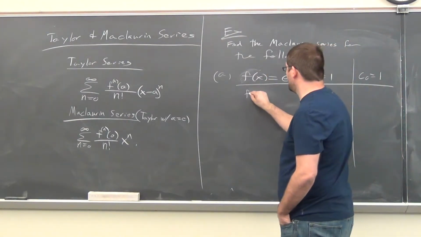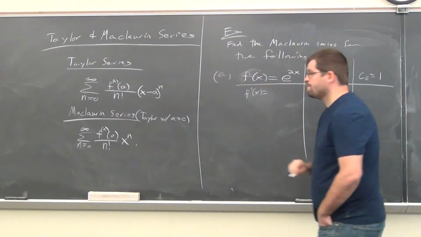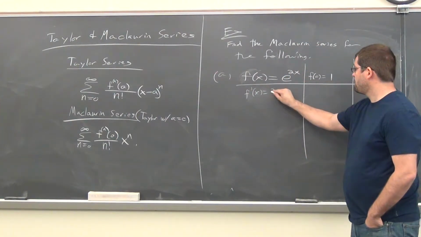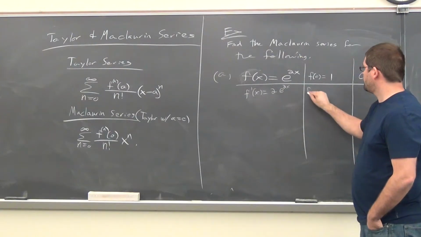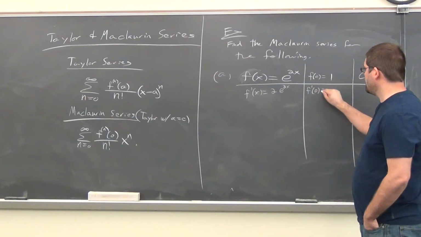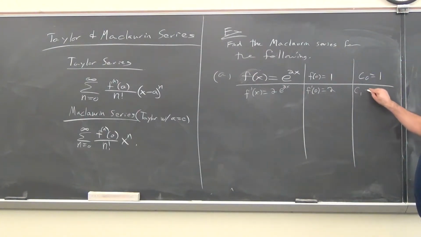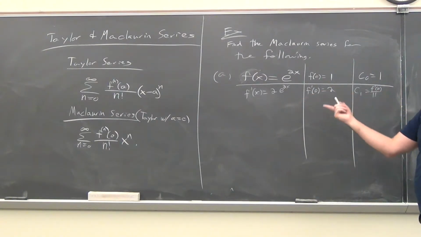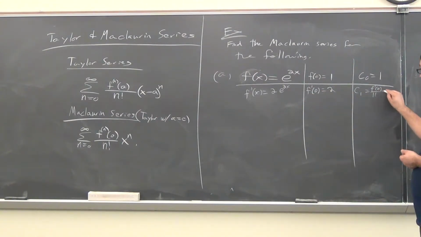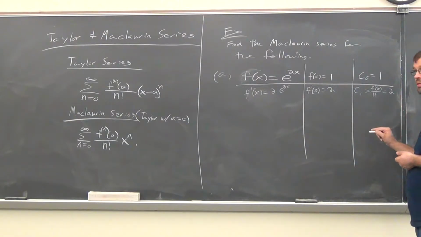What's the first derivative? 2e^(2x). So what's the first derivative at 0? 2. C1 is, and I'll just write it out, to follow that formula, the derivative over 1 factorial, right? It's just the derivative though. So this is 2.